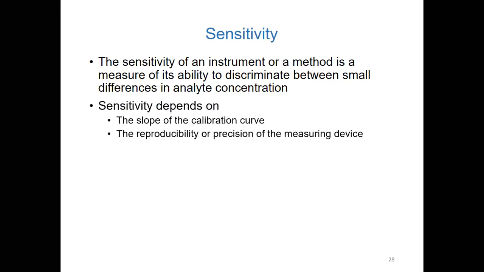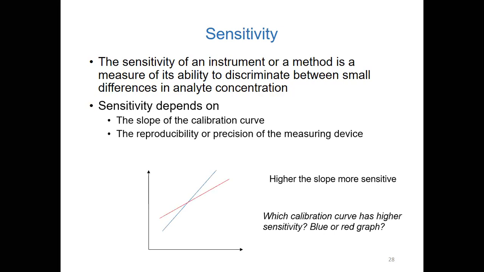And the sensitivity depends on the slope of the calibration curve and the reproducibility or precision of the measuring device. So the calibration curve and the precision of the measuring device both will account for the sensitivity. By depending on these two factors, sensitivity will be changed.